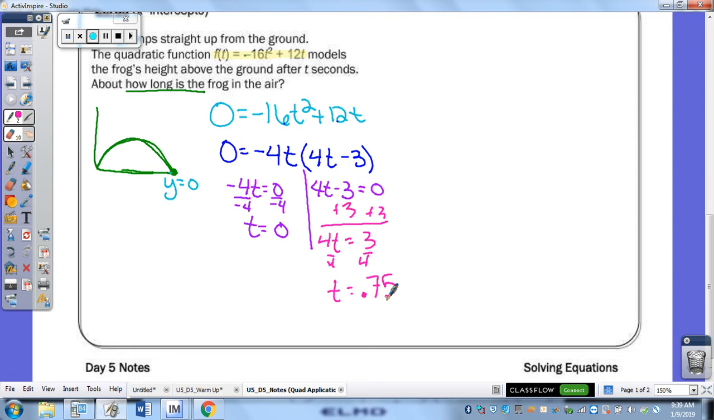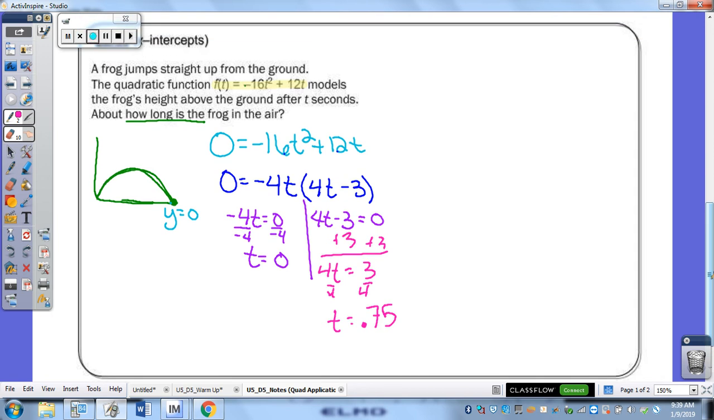So again, we have two answers. We have to kind of think through the problem to see if we can keep both answers or if we have to reject them. So t of 0, that means the frog is in the air for 0 seconds. Does that make sense? No. That would be his starting point. That's when he first starts his jump. We're not looking for when he first starts his jump. So that's going to be the one that we end up rejecting.